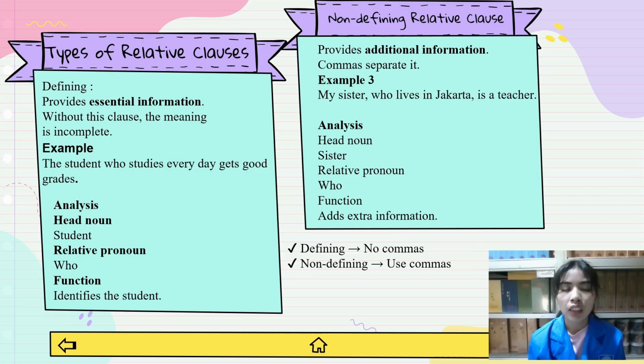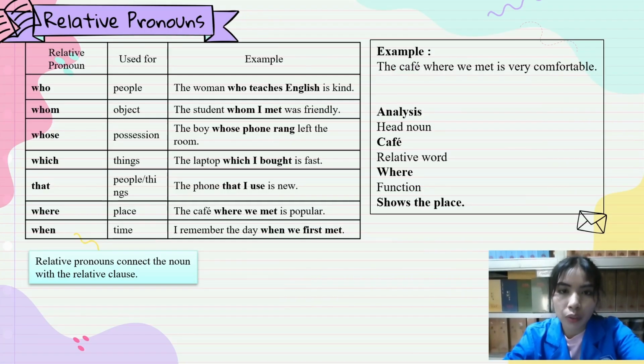Look, I have an example: the student who gets good grades every day. The analysis has the head noun student, relative pronoun who, and the function is defining the student. And I have a non-defining relative clause example: my sister, who lives in Jakarta, is a teacher. The analysis has the head noun sister, relative pronoun who, and the function is adding extra information.